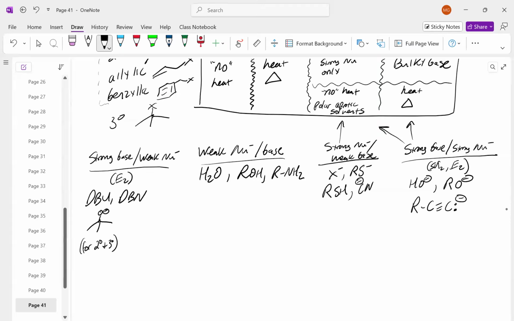A weird one I'm going to put in this list, because it's not bulky at all but it's not nucleophilic in nucleophilic substitution, is sodium hydride. H minus is not a nucleophile in nucleophilic substitution. So it's a really strong base in doing elimination. We will use hydride later in other chapters as a nucleophile, but not to do SN1 or SN2.